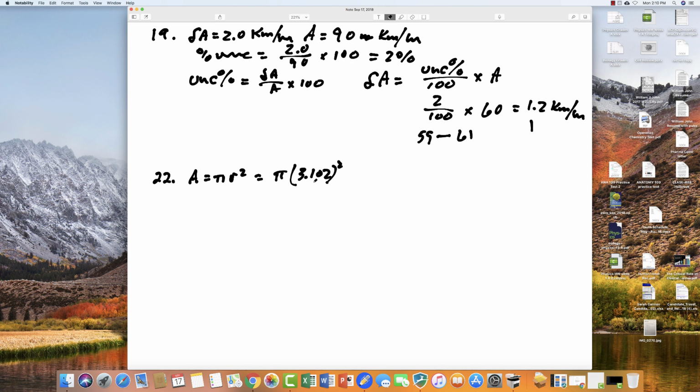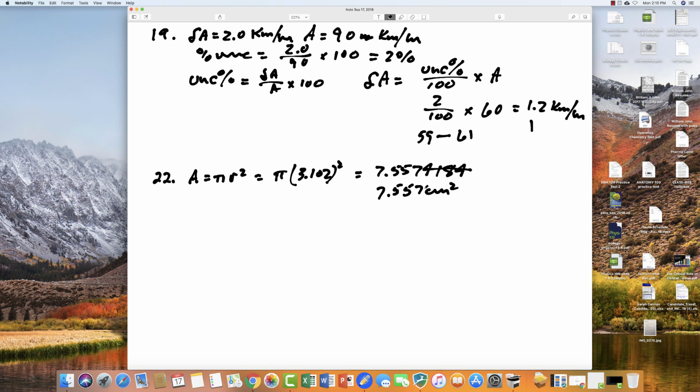So this has 4 significant figures and 4 significant figures. So the answer is going to be in 4 significant figures. So you get an answer out of your calculator that looks something like this. And then you see that you want to go to 4 significant figures, and this is less than 5, and so this is dropped, and the answer is 7.557 square centimeters.